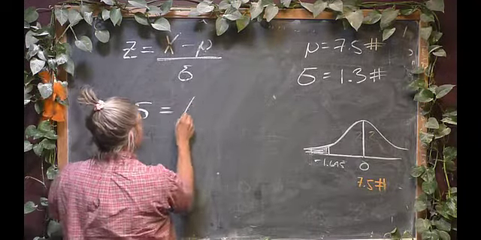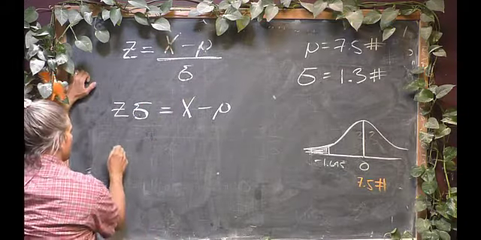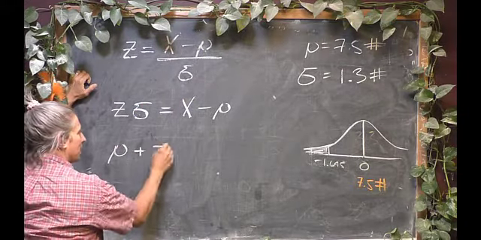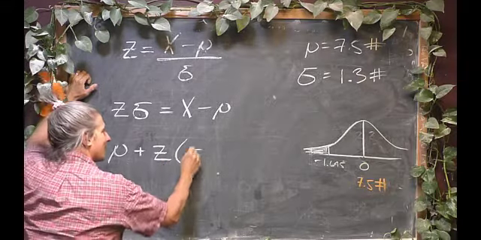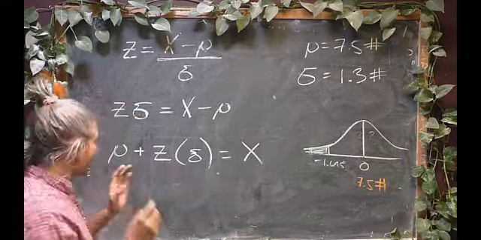Now we got to deal with this. Going back to this, the first thing we did was subtract the average. We now have to add the average. So if we take the average plus the number of standard deviations times little sigma, that's going to give us the raw score. Okay, so I think we're good.